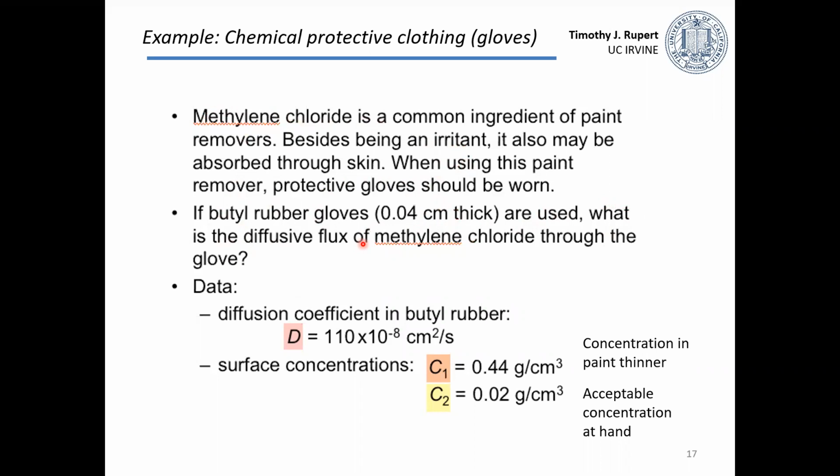To calculate this, you would need to know a few things. You would need to know what's the diffusion coefficient of that chemical in that rubber glove. You would also need to know what the surface concentrations are. I'm just giving you values for these right now. So maybe this 0.44 grams per centimeter cubed is the concentration in that paint thinner. And then that 0.02 is what I could define as the acceptable concentration at my hand. So I know I don't want it to be higher than that.